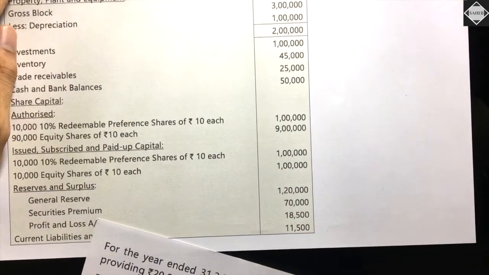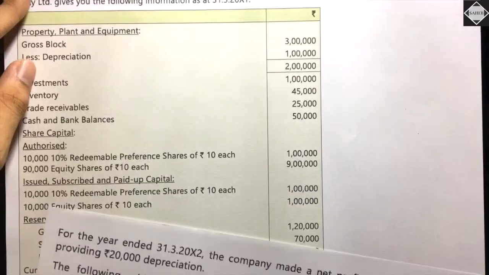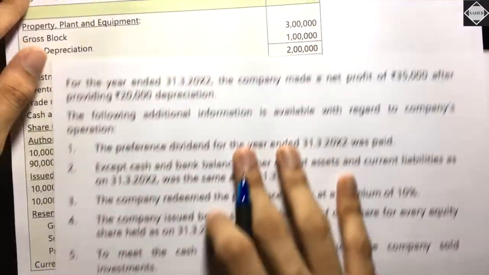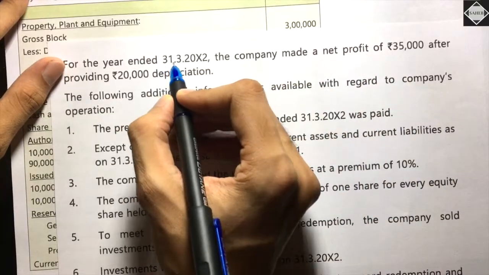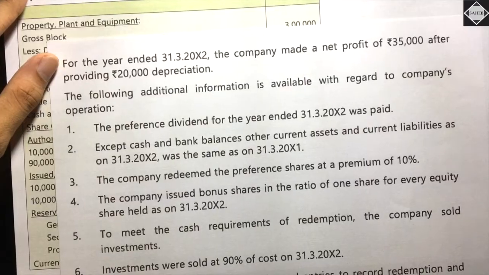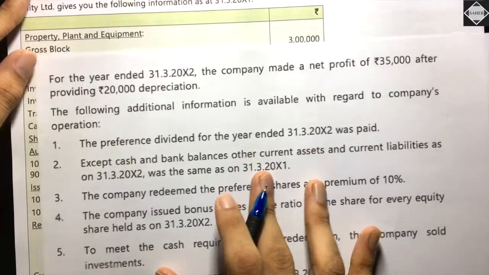So now what you have to do? Final accounts will come into the picture. You have to redraft this balance sheet. You have to bring these figures to which date? To this date, 31st March 2022. Then only you can proceed ahead with the redemption. Is that clear? So let's see how you will redraft the balance sheet.